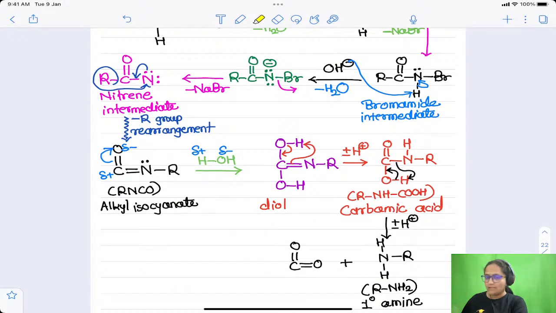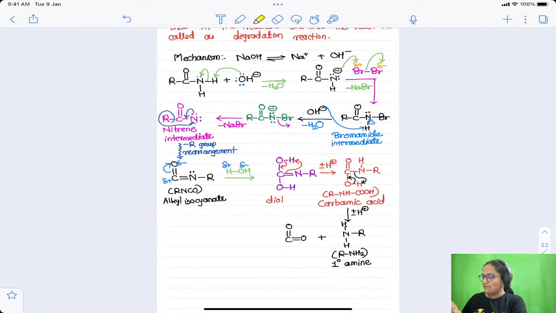Carbamic acid again undergoes rearrangement, kind of like plus minus H plus, and we get the product RNH2, that is a primary amine which contains one carbon less than the starting material. So this is the mechanism for the Hofmann bromamide degradation reaction. I hope you understood the mechanism.